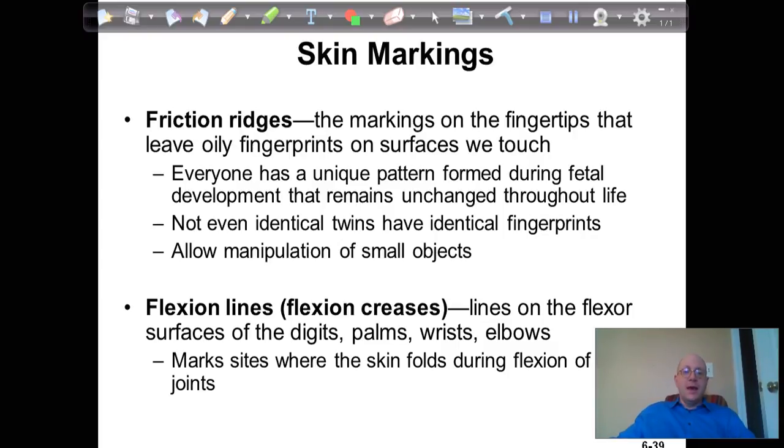Okay? Everyone does have a unique pattern formed during fetal development that remains unchanged throughout life, and not even identical twins have identical fingerprints. Partially because the fingerprints have a genetic base, but also an environmental basis. Just how did your dermal papilla grow underneath the surface of your skin, and thus you have your individual fingerprints, and it allows manipulation of small objects.